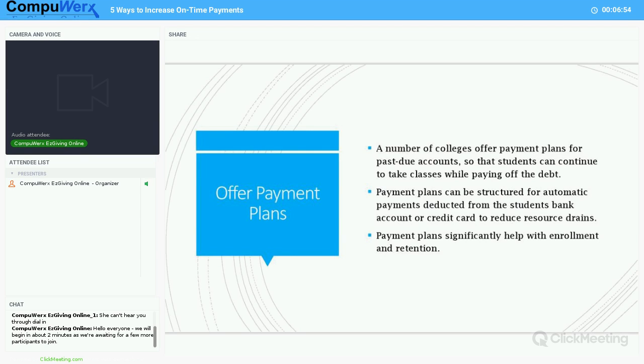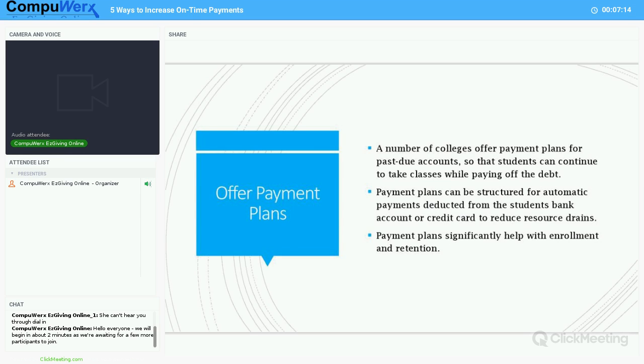Finally, payment plans are critical to the success of both retention of students and curbing delinquencies before they happen. A number of colleges we work with offer payment plans for past due accounts so students can continue to take classes while paying off the debt.